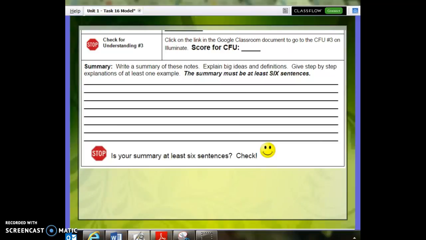At this point, you have two things left to do for task 16. You need to go back to the Google Classroom document and click on the link where you will take your Check for Understanding number 3 and put your score on your document.